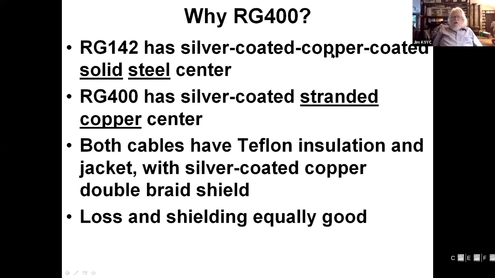Why did we use RG 400? Well, it was about power rating and the fact that we need to wind the turns very tight to the core, very closely spaced, which violates the manufacturer's recommended bend radius by quite a bit. RG 142 is a silver-coated copper coated solid steel center. But RG400 is a stranded copper center.